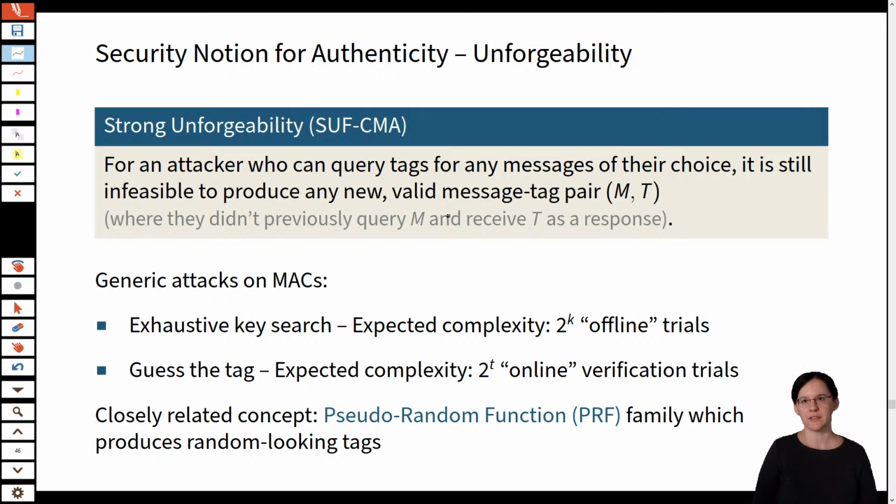So in other words, even if they are so strong that they can trigger an oracle to produce tags for any message that they want, they cannot use this information to produce any forgery of their own. So any combination of message and tag that was not produced by the oracle and still verifies successfully.